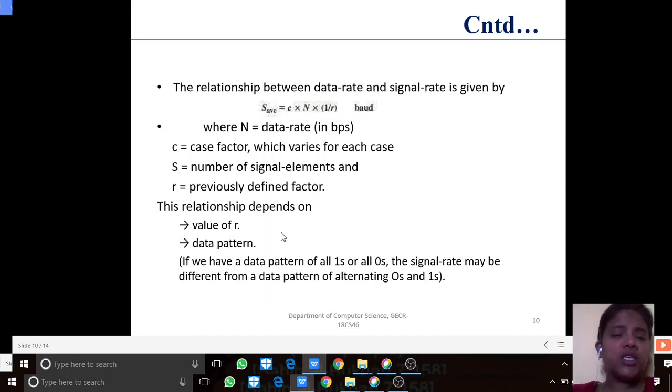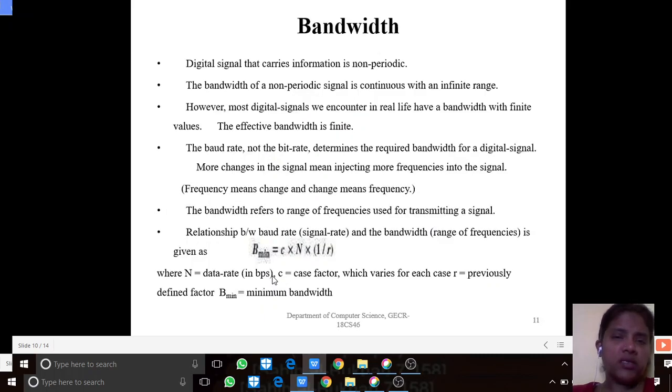The relationship depends on the value of R. Obviously, when R increases, S decreases. The data pattern also matters, obviously, when more data is sent. If you have a data pattern of all ones or all zeros, the signal rate may be different from a data pattern of alternating zeros and ones. When it has alternating 0 and 1, it has a varied signal rate.